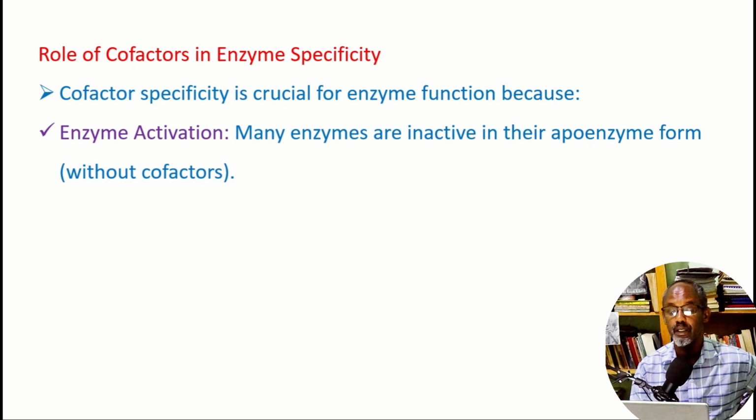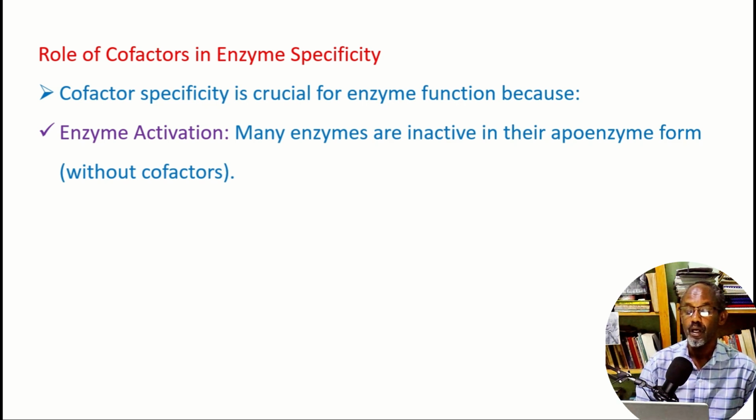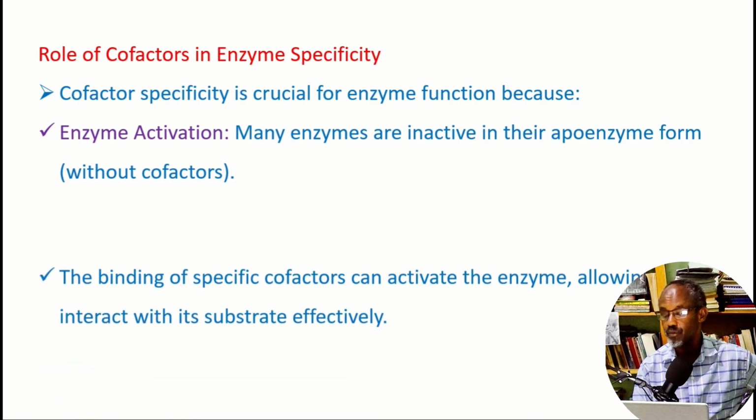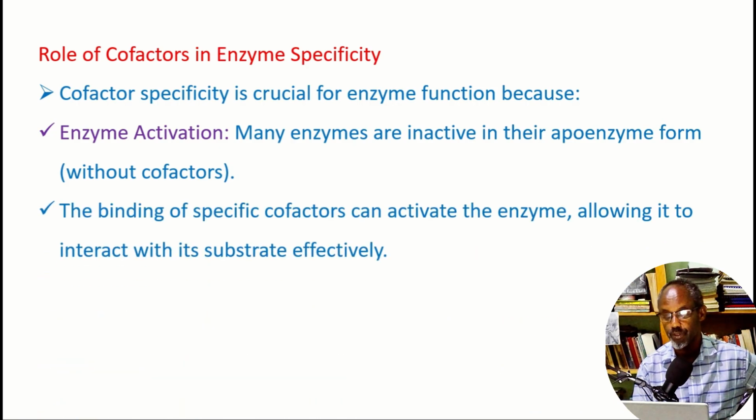Therefore, when the cofactor is attached to the apoenzyme, the whole enzyme is active. They are very important for enzyme activation. Therefore, cofactors are very important for enzyme activation. In which group of enzymes? The holoenzymes. The second, the binding of specific cofactors can activate the enzyme, allowing it to interact with substrate effectively. You see, without the cofactor, the apoenzyme alone is inactive and meaningless.